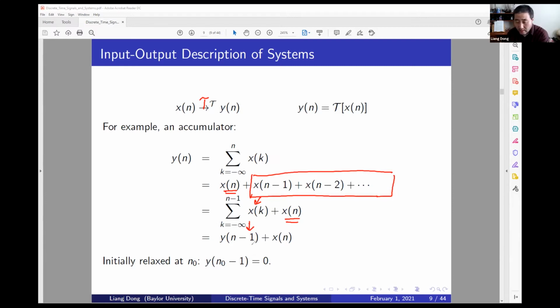So this is also a kind of difference equation. In general, this is a difference equation. y[n minus 1] is just a delayed version of the output signal y[n].